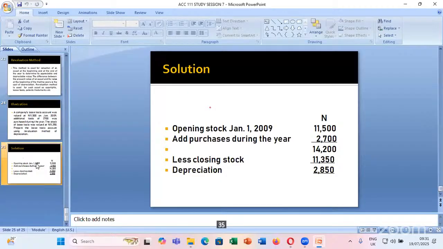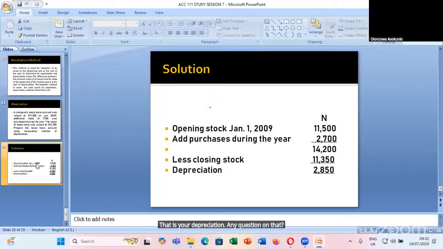25,000. So this revaluation method is just to compare what you have at the beginning, any addition, add it to what you have, and deduct it from what you have at the closing. That is your depreciation. Any question on that?